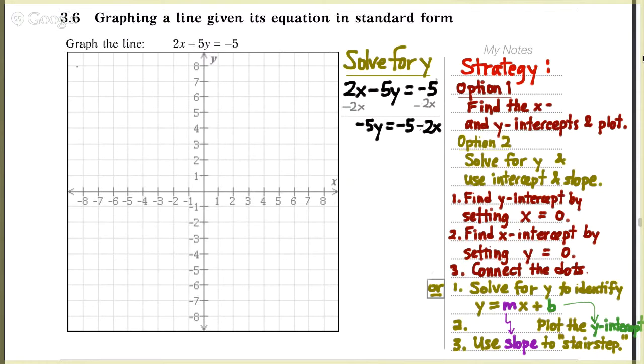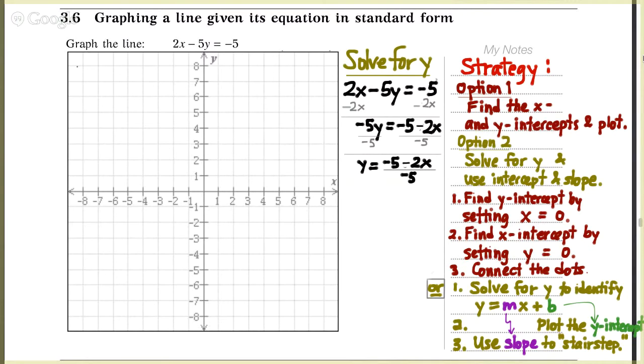Now there's no addition or subtraction we can do to make y have less stuff surrounding it. So what about multiplication and division? Yeah, we can divide by negative 5. So if I divide by negative 5 on the left and I divide by negative 5 on the right, I end up with y by itself, which is what we want. And on the right-hand side, negative 5 minus 2x, all divided by negative 5.